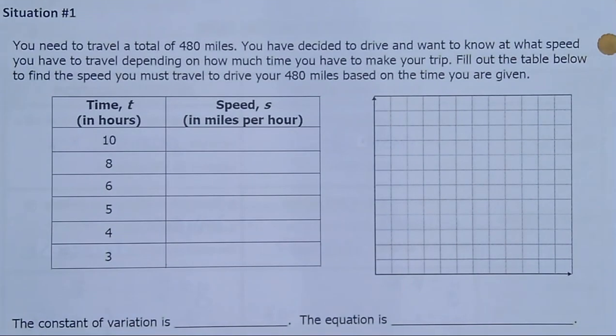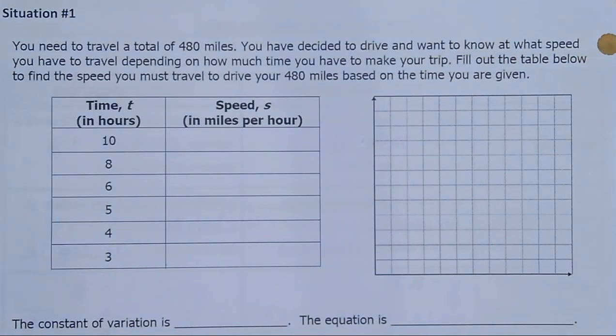Situation 1, you need to travel a total of 480 miles. You have decided to drive, and you want to know at what speed you have to travel, depending on how much time you have to make your trip. So we're going to fill out the table below to find the speed we must travel. All right.